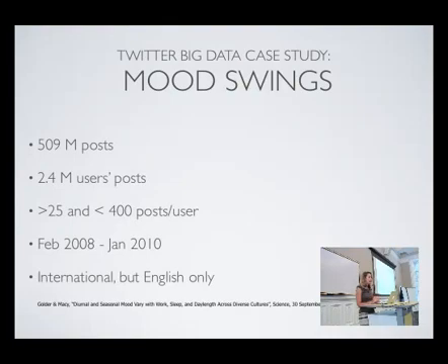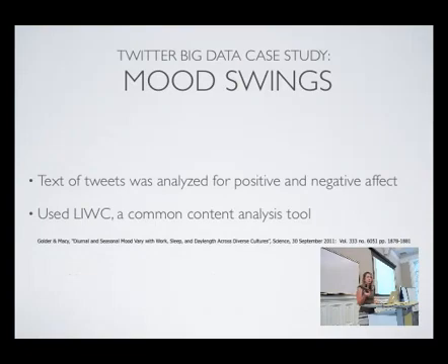So about 2 years. And it was international, around the globe, but only English posts, only English speakers. Okay. And then they analyzed the text of tweets using this pretty standard content analysis tool called LIWC, which is a pretty straightforward tool, which is basically looking at which words occur, comparing them against a dictionary of terms that have been pre-classified using psychological normative studies to be positive or negative. So pretty kind of crude tool, but it's been used by many, many psychological studies and kind of validated.